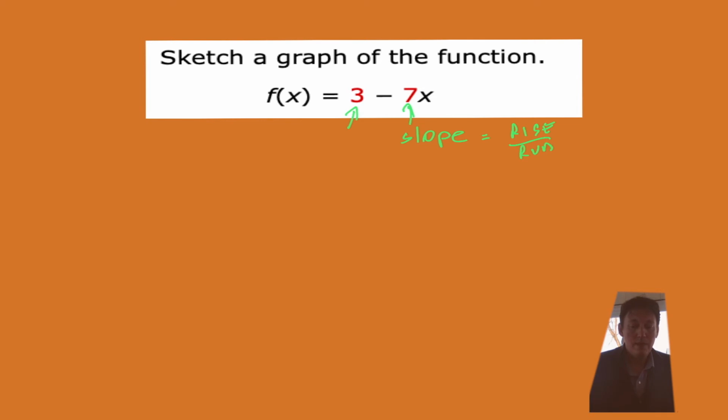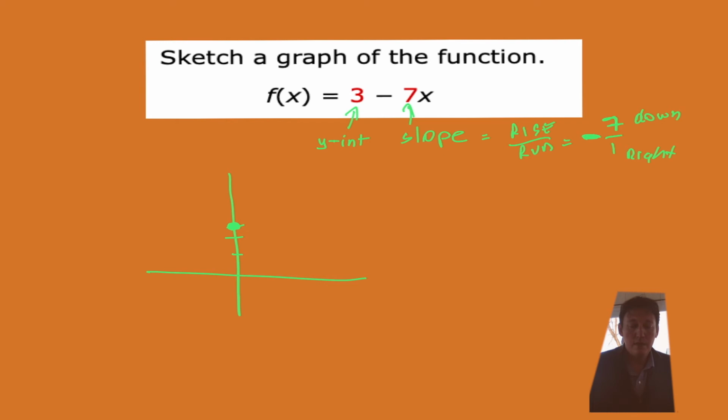Okay, so a lot of times I suggest that you write that -7 as -7 over 1. That just gives you the rise and the run being -7 over 1. So 3 is my y-intercept. That's the number that stands by itself. So when I go to graph this, I'm going to start with my y-intercept, which is 1, 2, 3 up. I'm going to put a dot there. Then I'm going to look at the slope. Slope tells me that I'm going to go down 7, and then to the right 1.